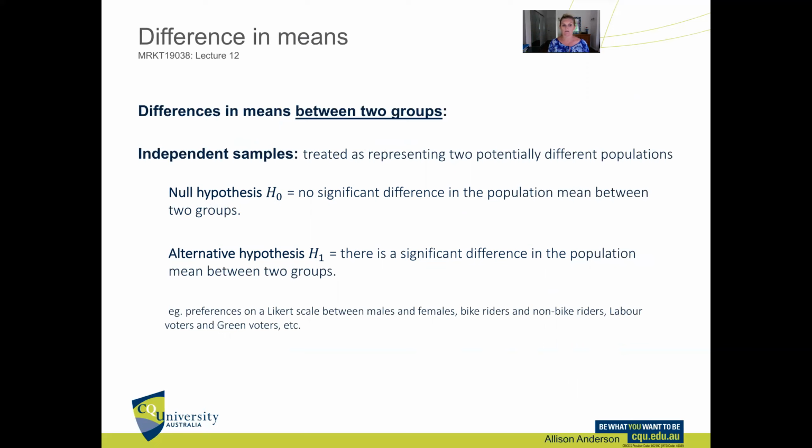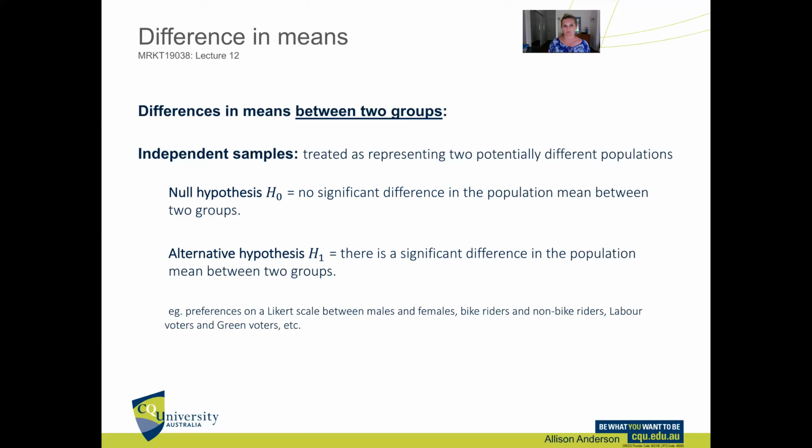For example, preferences on a Likert scale between males and females. So we can get an average score. It might be on a score of 1 to 10: what your opinion of Malcolm Turnbull, the current Prime Minister, is. What is your preference of that? What's your mean preference of him as a person? I don't think that's a very good example, but it's a preference rating from 1 to 10 or 1 to 5 or whatever, and that can give you a mean score for different groups.